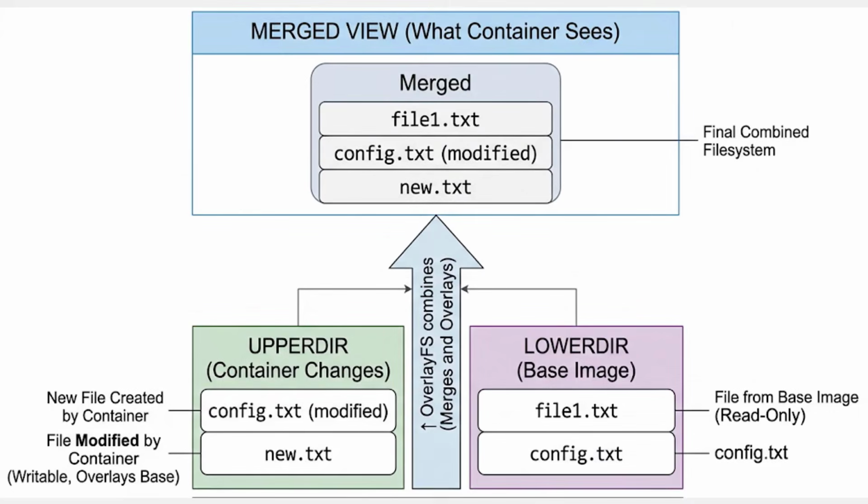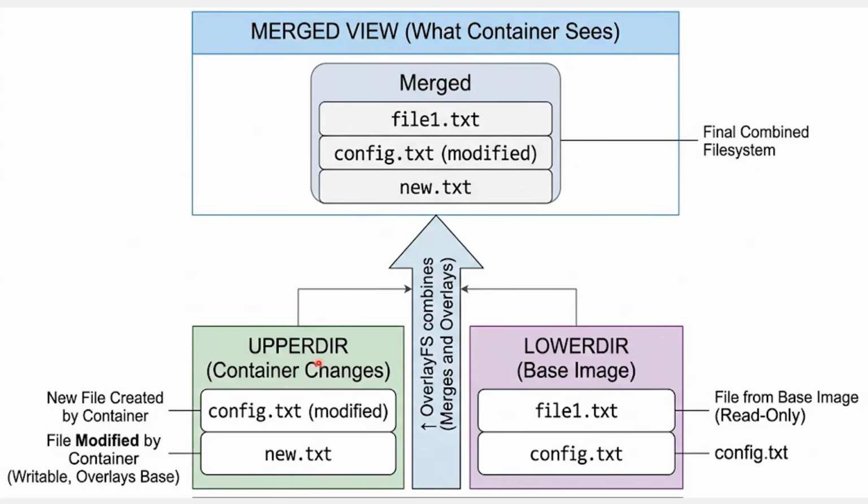Now, before we test the terminal, I want you to build a mental model. Because if this clicks, everything else becomes obvious. So look at this diagram carefully. Here on the right-hand side, we have one block called the lower directory. This represents your base image, and it already contains files like file1.txt and config.txt. Now one important rule: we do not modify this layer. Think of it like a read-only reference.